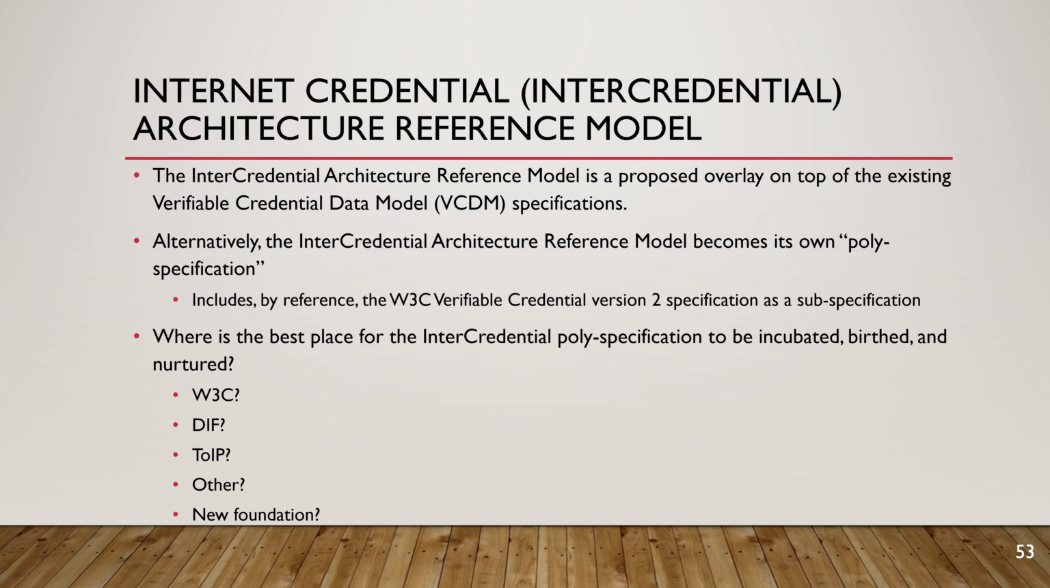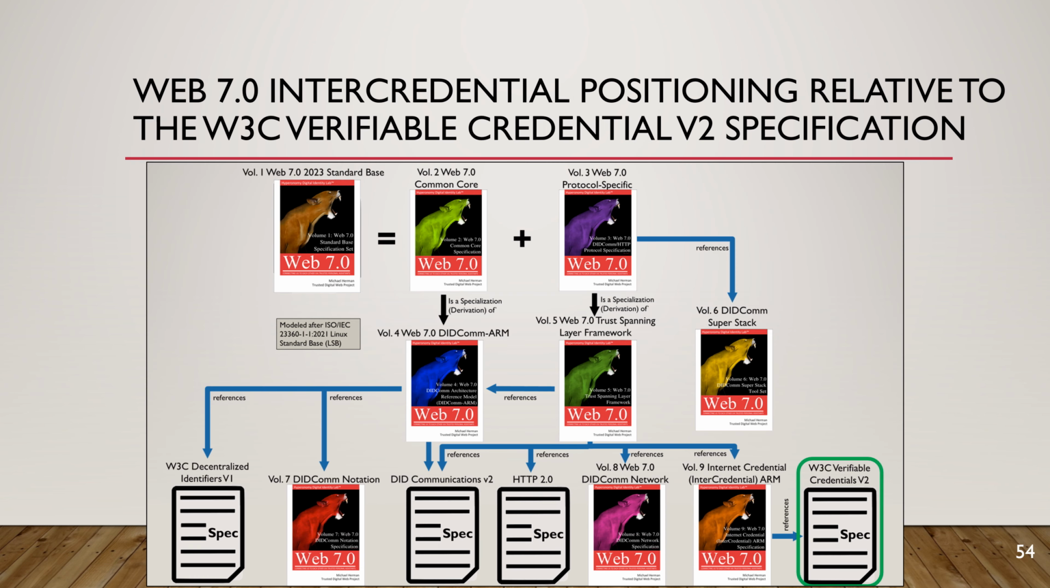So when you have a poly-specification, where's the best place to incubate, give birth, and nurture this credential? Is it the W3C? Is it DIF? Is it TOIP? Is it some other organization? Is it a new foundation? So that's the big question, I think, is where should Internet Credentials, the Internet Credential Architecture Reference Model, and the four-corner Credential Interoperability Model be nurtured?